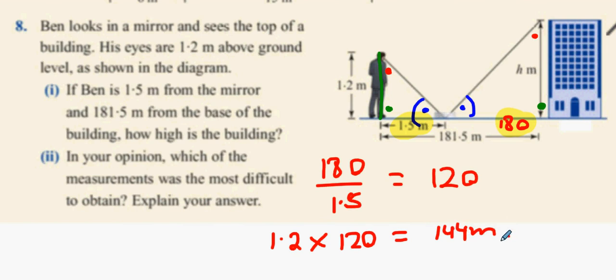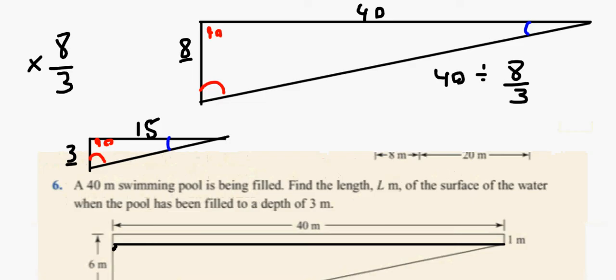Which of the measurements was the most difficult to obtain in your opinion? Probably how far away you are from the building, because 190 is pretty far. We all agreed that measuring the distance to the building is probably the hard one. You need one of those trundle wheels, wouldn't you? And also if you're 180 meters away, that's probably a road or something. I think sometimes there's laser stuff as well that can measure distances.